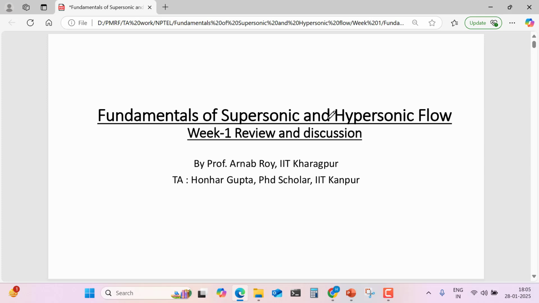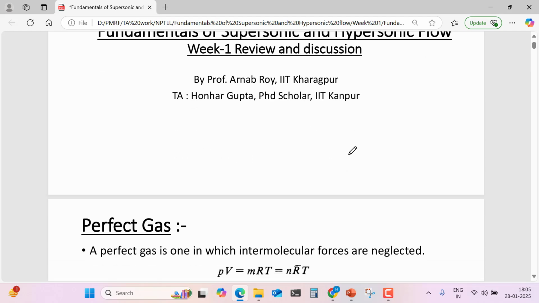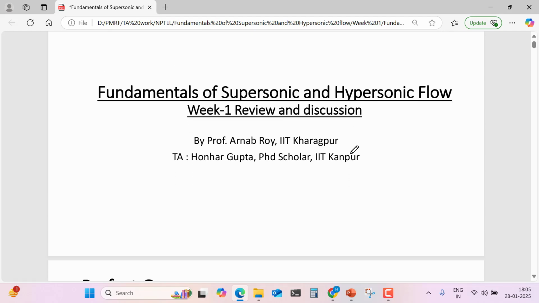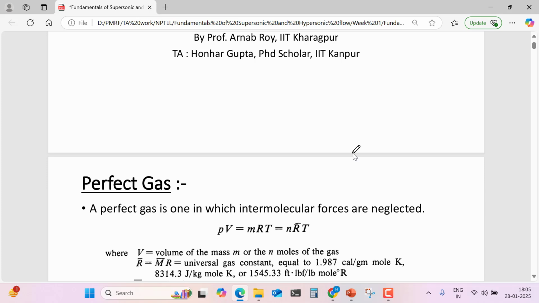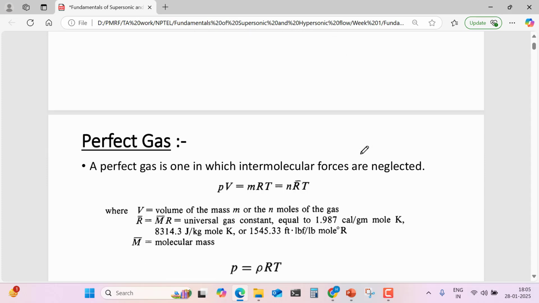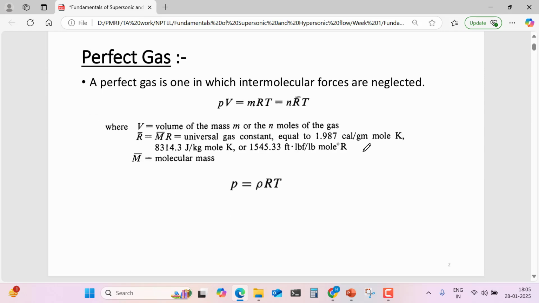So in the first week, sir mainly talked about the basic concept of compressible flow, thermodynamics, and talked about what is a supersonic and hypersonic flow. So I will also review that and explain some problems. If someone has doubt related to this or some other doubt also, they can ask. So first I will talk about the perfect gas.